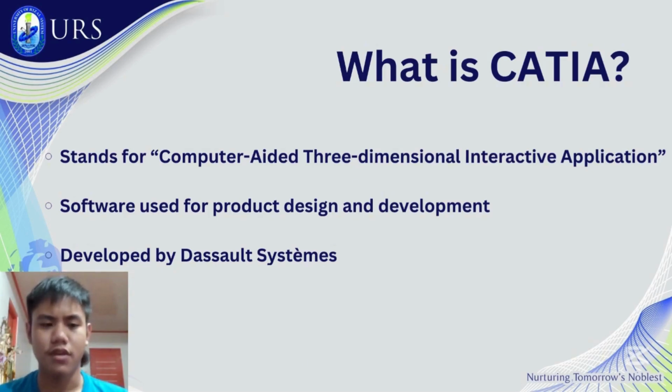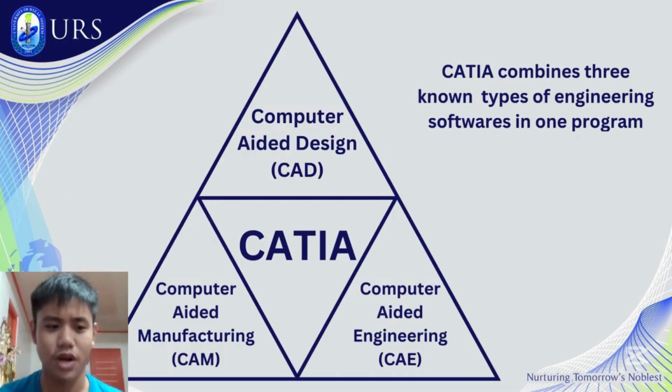Just like all the previously mentioned software in our subject, this one is also a CAD software. But what makes it different from the rest? What makes it remarkable, identifiable, or distinguishable? CATIA is not your average software. It is a software integrating three types of engineering software into one program. In one application, you already have computer aided design, computer aided manufacturing, and computer aided engineering.